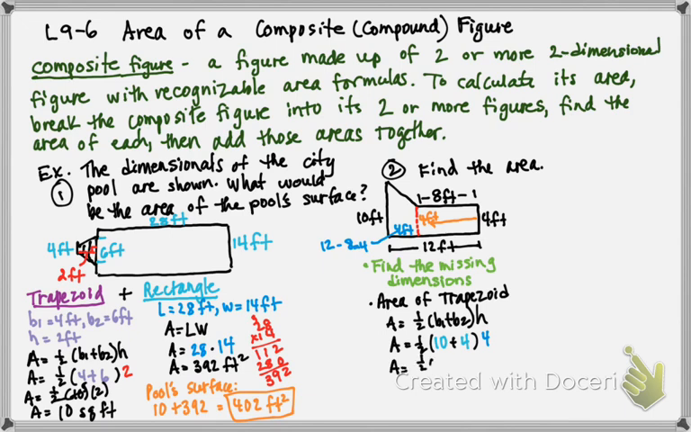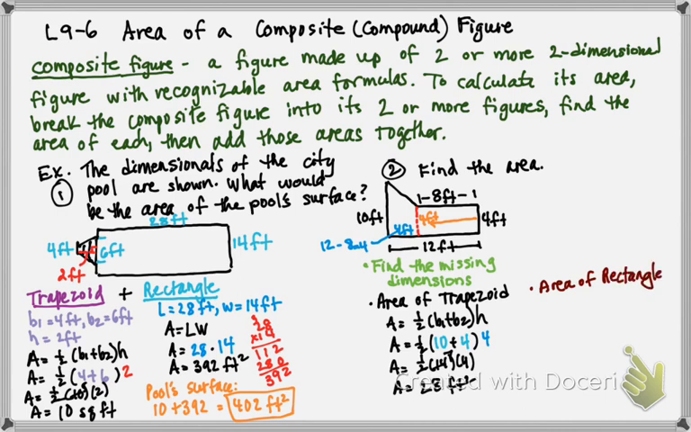And we get 1/2 of 14 times 4. Well, half of 14 is 7. And 7 times 4 is 28. So I get 28, and it would be square feet. Okay, that's the first one. Now let's go ahead and figure out the area of the rectangle. So that was the second thing. Let's do the third thing. Area of the rectangle.